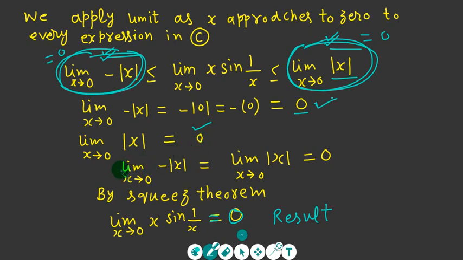So the limits of both the smaller and greater functions are equal to 0. So by the squeeze theorem we can write that the limit of the middle function is also equal to 0, because the limit of the smaller function and greater function is equal and its value is 0. So this 0 will be the value of the middle function. This is our result.